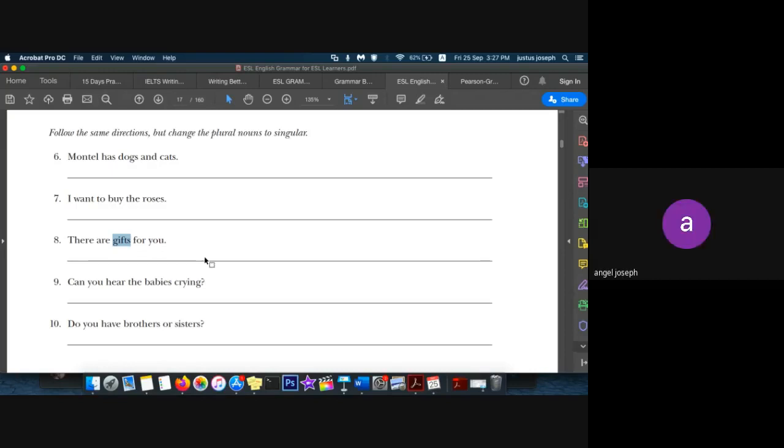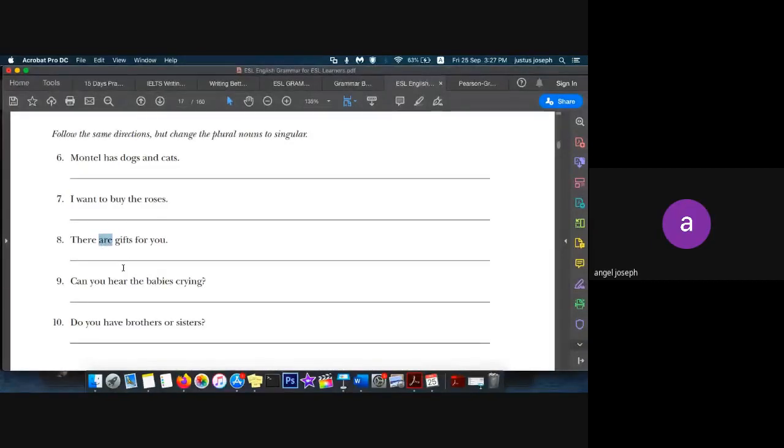Okay. So, are is for plural, is is for singular. That is also something that we realized here. Are is used for plural, is is used for singular.